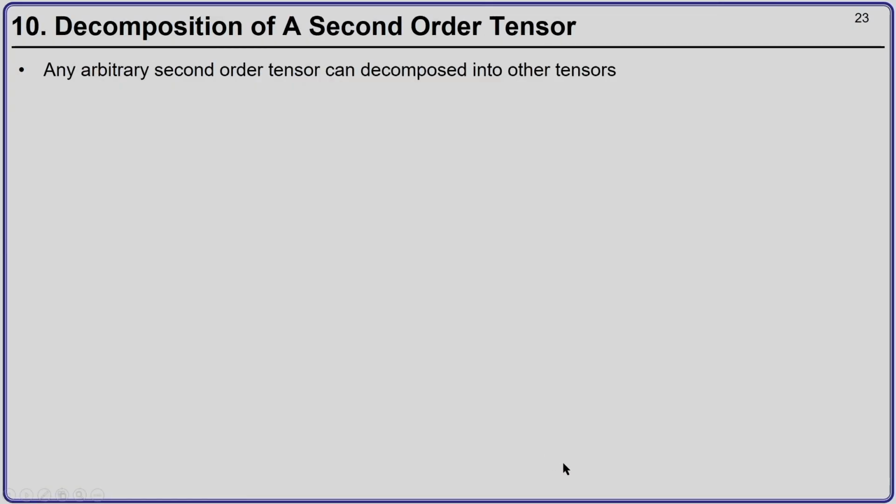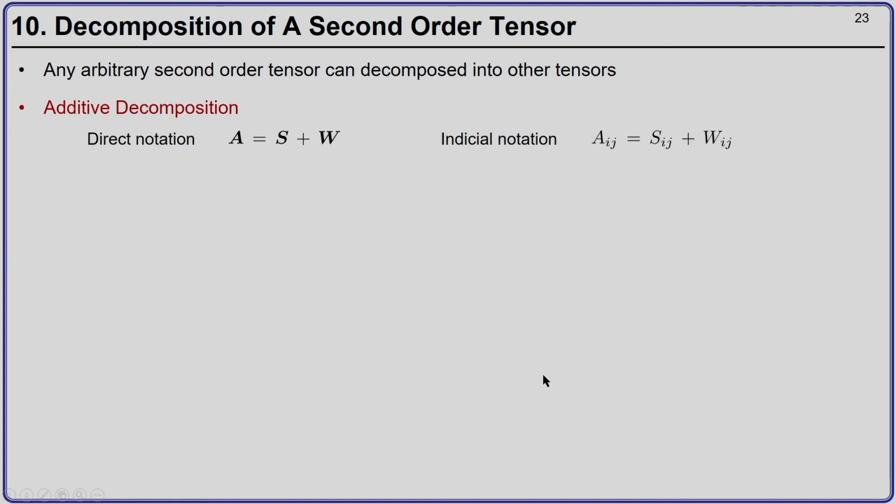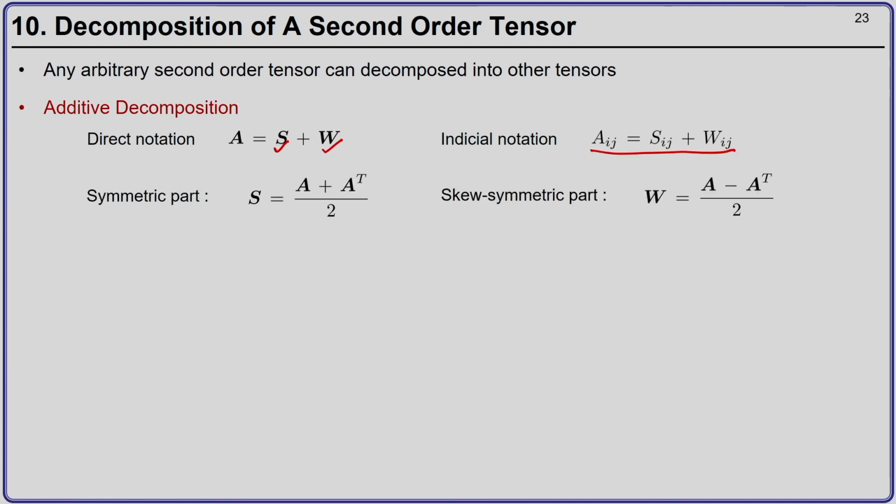Now, any arbitrary second order tensor can be decomposed into other forms of tensors. One such decomposition is called the additive decomposition, where if you are given an arbitrary tensor A, it can be decomposed into a symmetric tensor S and an anti-symmetric tensor W. In indicial notation, A i j is S i j plus W i j, where S is given by A plus A transpose by 2 and W is given by A minus A transpose by 2.